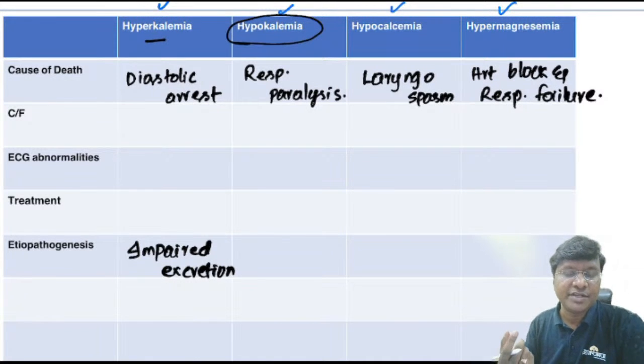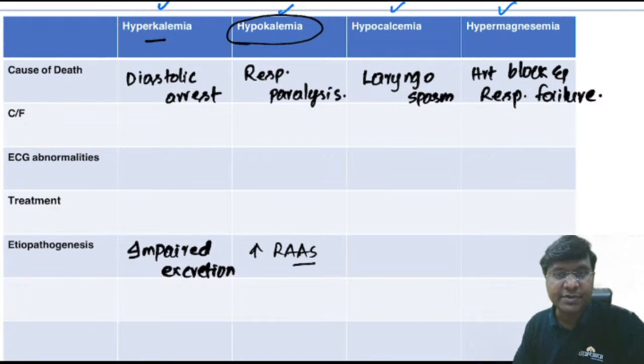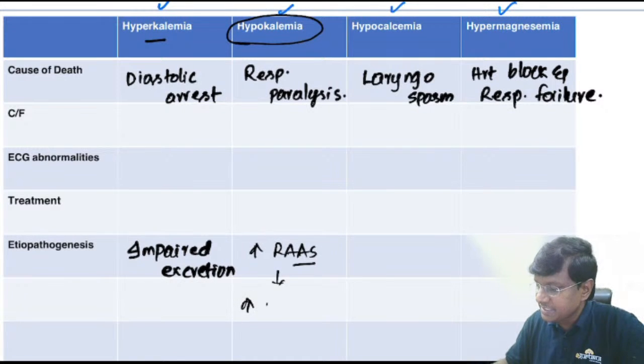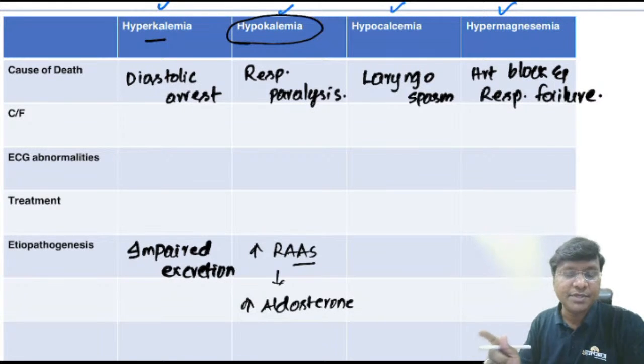Now what happens? Whenever there is reduced renal perfusion to the kidney, there will be excessive activation of the renin-angiotensin-aldosterone system. Once there is excessive activation, there will be increased aldosterone production. What is the effect of aldosterone on potassium? It will cause potassium excretion, resulting in hypokalemia. So hypokalemia can also occur in renal failure, but it all depends upon the etiology causing renal failure.